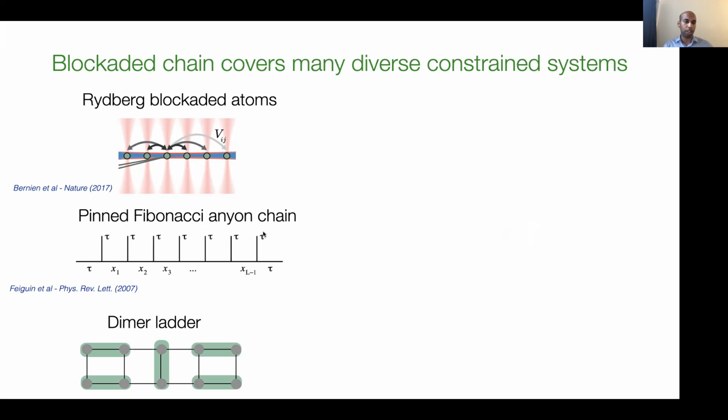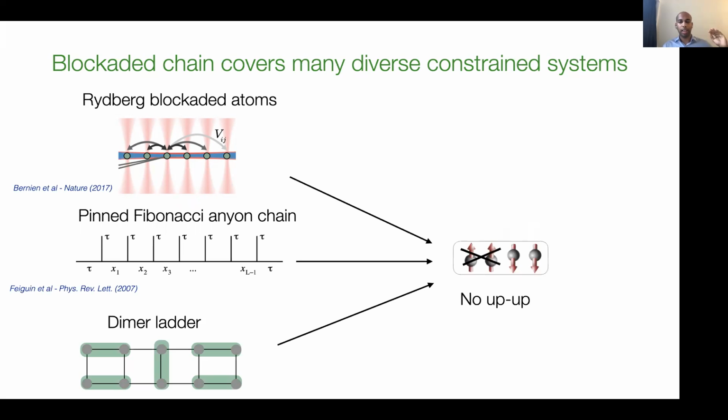So you can have anyon chains, spin chains of anyons. You can have dimer ladders. All of these have the same structure of the Hilbert space in that it is a two-level system. So you think of a chain, and you can have two-level systems sitting on each site of the chain. And the only constraint you have is that you do not allow for up and up on neighboring sites. So that's the Hilbert space which encompasses all of these systems. The Hamiltonian might be different, but the Hilbert space is exactly the same. It's this effective constrained Hilbert space where you do not allow up and up on neighboring sites.